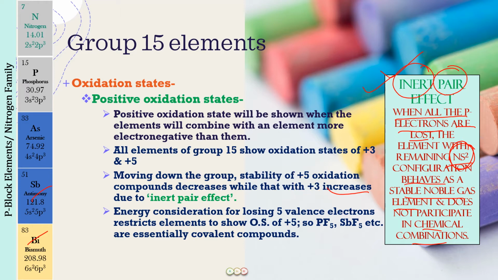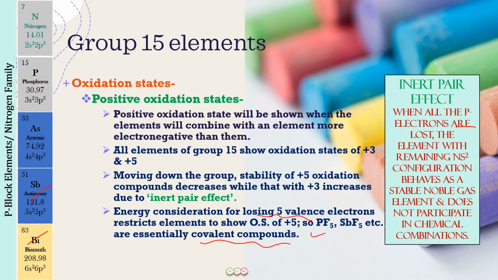One is that they lose 5 electrons, and the other is they participate in covalent bond formation by sharing of electrons, right? So what we see is again that losing 5 electrons is going to be energetically not feasible. Just like gaining 3 electrons is difficult, even losing 5 electrons is going to be difficult. So the +5 oxidation state is not going to be shown as an ionic compound. In all the +5 oxidation states, we will be seeing that the compounds formed are going to be covalent compounds.